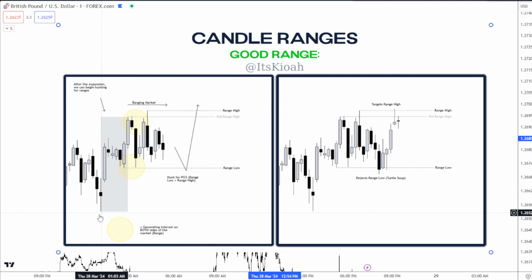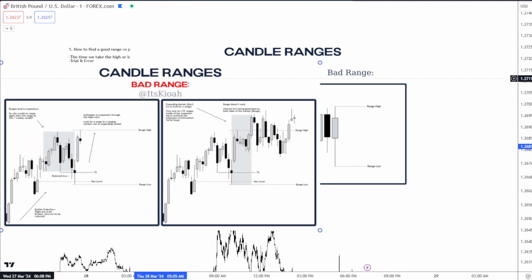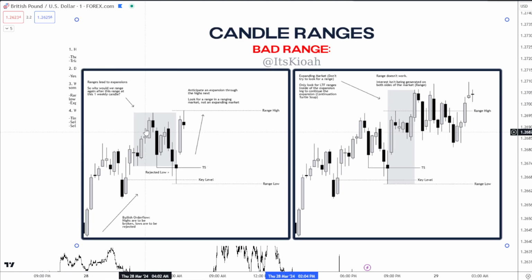Okay, so now that we have this expansion and then range, you hunt for your power 3 to continue higher. So we get a power 3 to the range low and to a key level, and then we reject it, continue to the range high, right? So that's why that's a good range, which is on the left here. And then this is a bad range because, see right here, ranges lead to expansions. Okay, so we have our range, manipulation, accumulation, manipulation, distribution. Okay, so why would you look for another range right after this one weekly candle? So if we have this range here and we manipulate down, why would we range again?